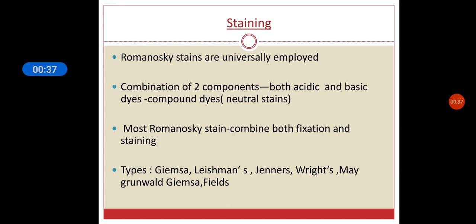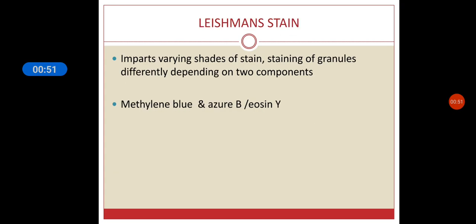Okay, now what are the types of Romanovsky stains? These are examples. You have Giemsa stain, Leishman stain, Jenner stain, Wright stain, May-Grünwald Giemsa stain, that is MGG. Then you have Field stain. These are a few examples of Romanovsky stains. Okay, so what is important for you is Leishman stain. This is the one which you are employing, and you will be doing the procedure using this stain. Okay, so you should know in and out about this stain.